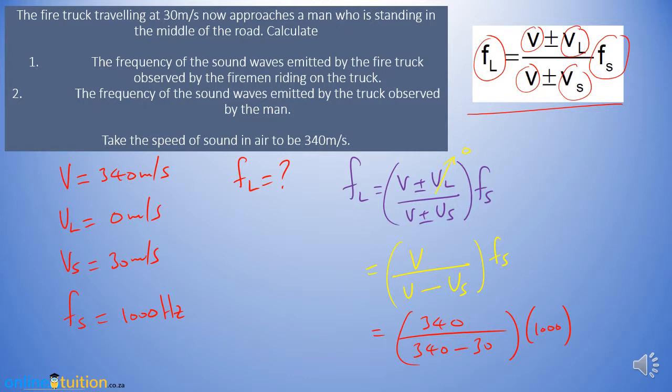So we get 340. What is 340 minus 30? Come on, you don't need a calculator for that. That's 340 over 310. 340 divided by 310 equals that. Multiply that by 1,000. What do you think this number is going to be? It turns out to be approximately 1096 hertz. And ta-da! 1096 is greater than 1000. Increase in frequency, higher pitch. There we have it. Perfect. Thank you very much.